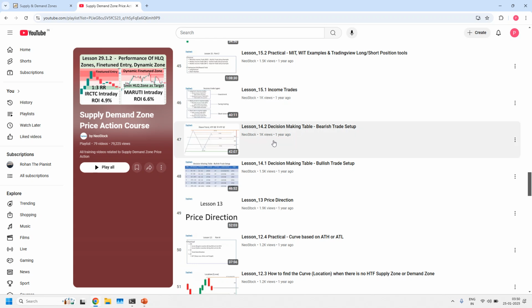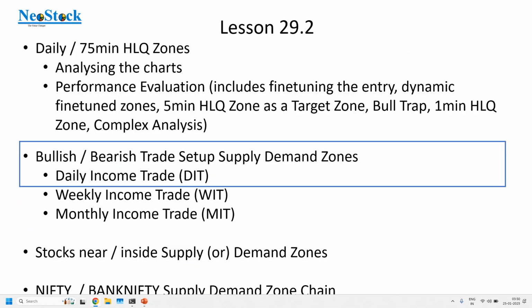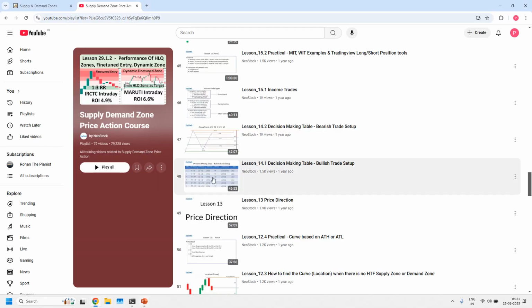And before that you will land on the decision making tables related to bullish trade setup and bearish trade setup. And these concepts we have incorporated in our software. By making use of these concepts, our software generates the bullish and bearish trade setups for different income trades. One of these income trades is daily income trade. And how to use these daily income trade reports, I am going to explain in this video.